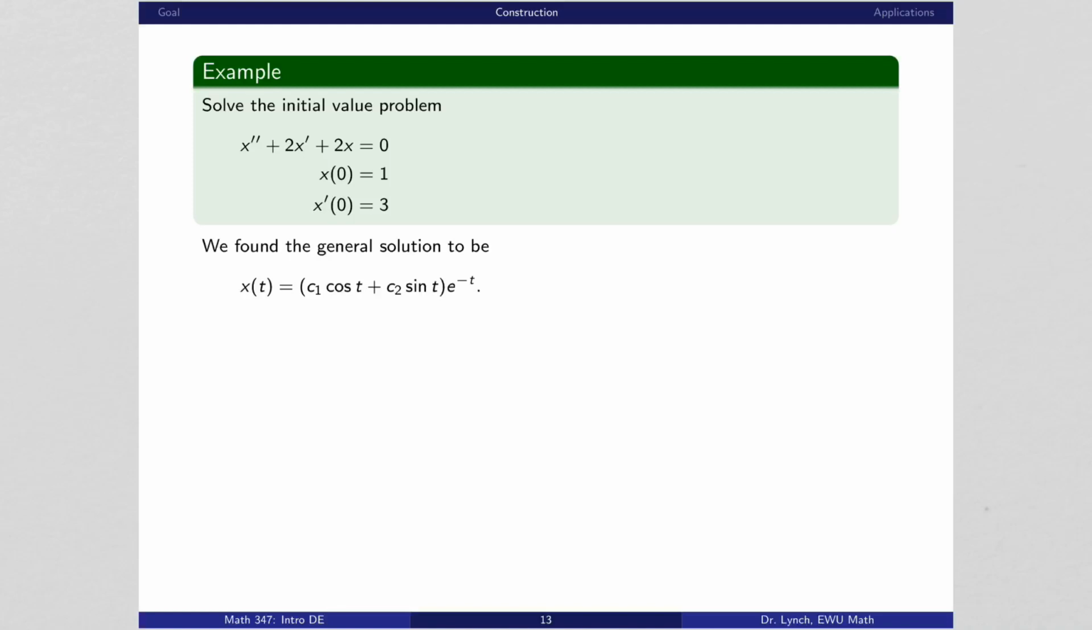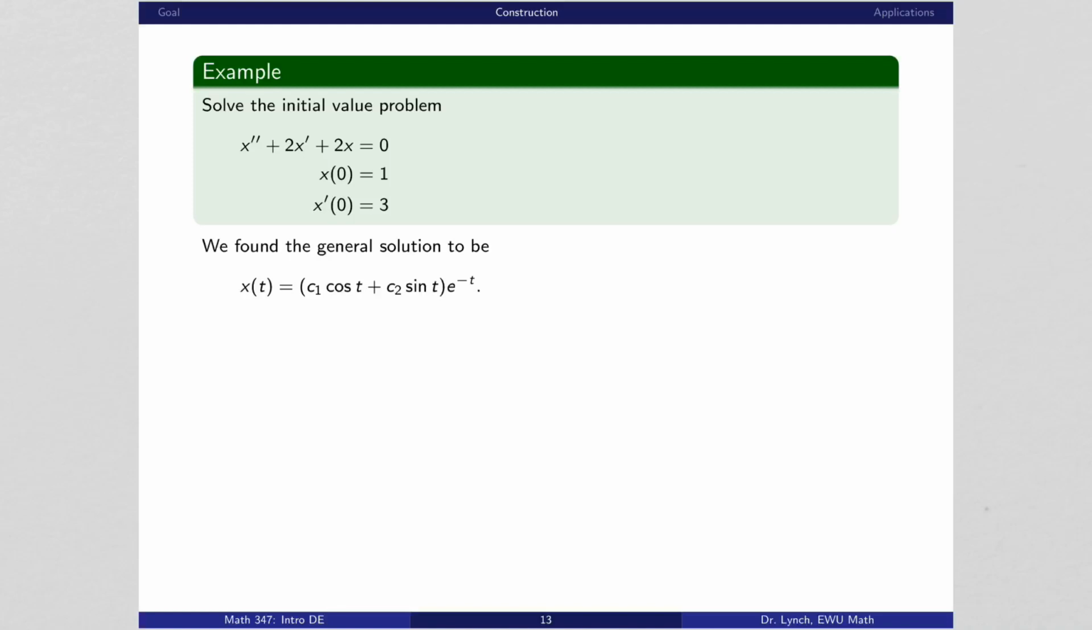One more example before we move on with some general comments about construction of solutions. So here's an initial value problem, a second order constant coefficient homogeneous initial value problem for which we've seen the general solution a moment ago as c1 cosine t plus c2 sine t, all times e to the minus t. In order to satisfy the initial conditions, we'll just have to choose our family member correctly.